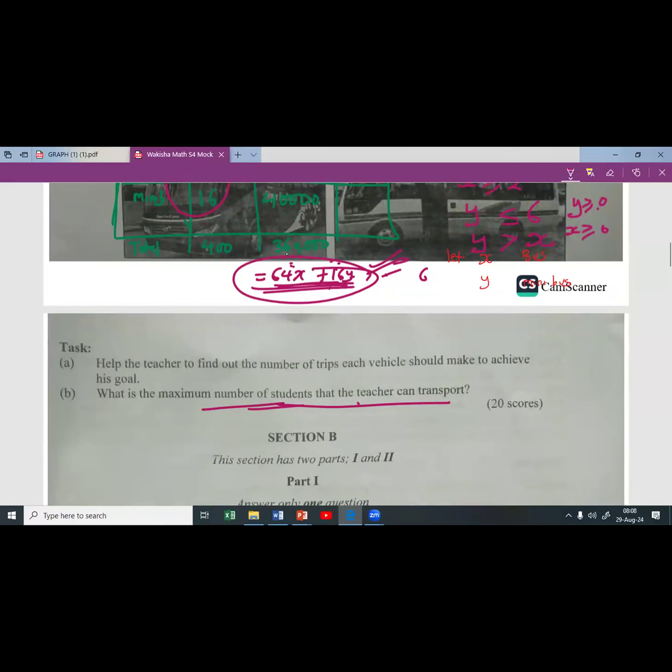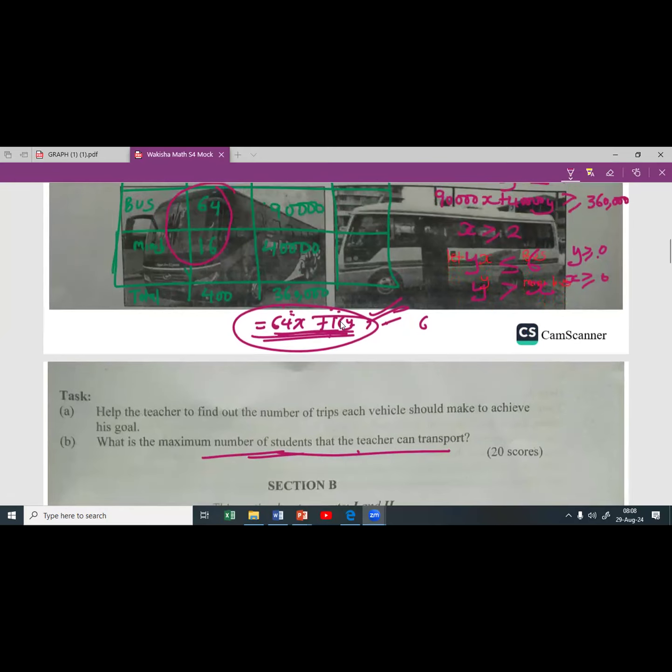Are we together, members? Yes, teacher. Okay. Can you try doing part A? Because I did the paper A and getting the number of trips each vehicle should make was 500 distance. Can you try getting, help the teacher to find out the number of trips each vehicle should make to achieve his goal. Okay, now part A.